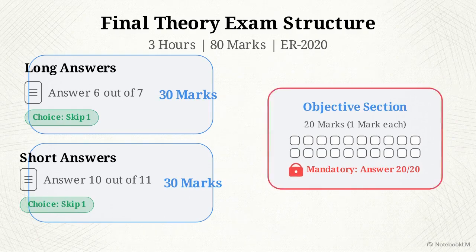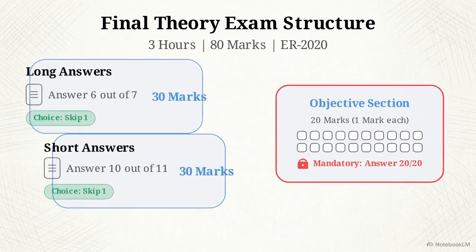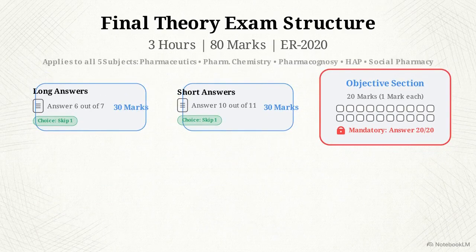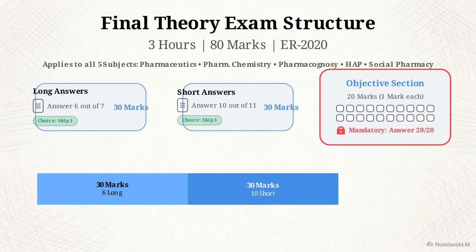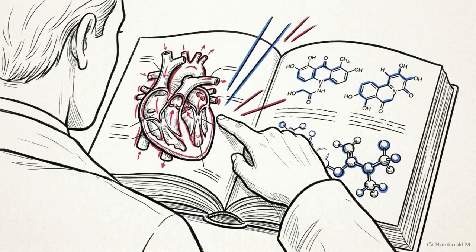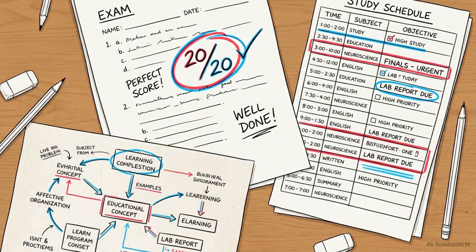It is entirely mandatory. This cheat sheet maps out the exact structure for your 3-hour final exam across all 5 subjects: 6 long answers, 10 short answers, and the 20 mandatory objective answers. Feel free to save this breakdown. Passing the ER 2020 curriculum requires a strong grasp of the medical science, but you also need a calculated, tactical approach to navigate the mandatory constraints built into the test itself.